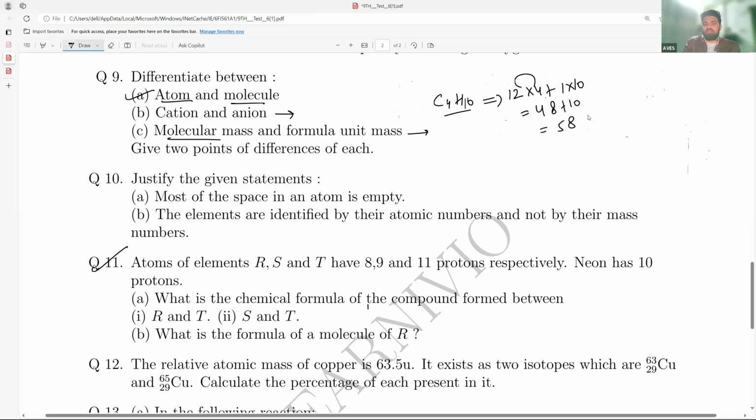But when you bring C4H10 into the simplest form, you cut it by 2 and you will get C2H5. So its formula mass will be 2 into 12 plus 5 into 1, that will be 24 plus 5, and you will get 29. So 29 is the formula mass. It should be in the simplest form, that is called its formula mass. Got it? But let it be, this is not going to be so important. Next question number 10.